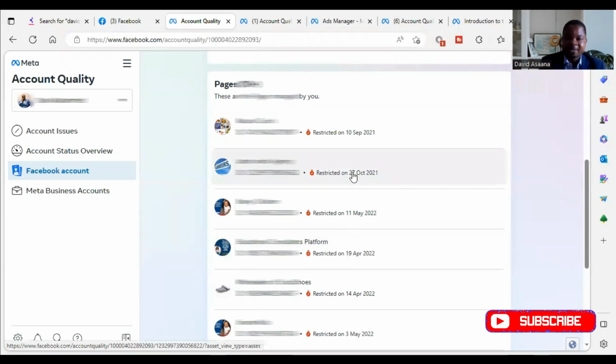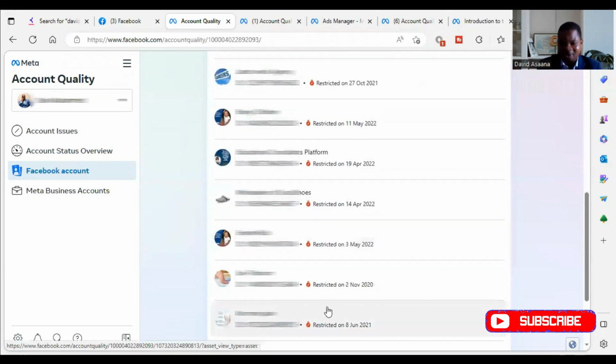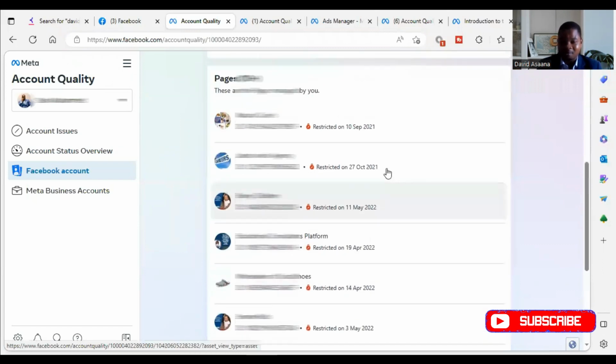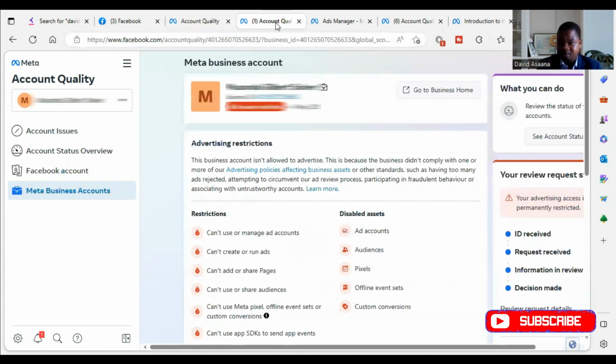Your Facebook pages may keep getting restricted. As you can see on my screen, there are so many pages here. There are more than 10 pages. And as you can see, the first one is restricted. The second is restricted. The third is restricted. The fourth is restricted. The fifth is restricted. Seventh, eighth, ninth, 10th. About 10 of the pages are restricted. And then if you come here, the business manager is restricted.